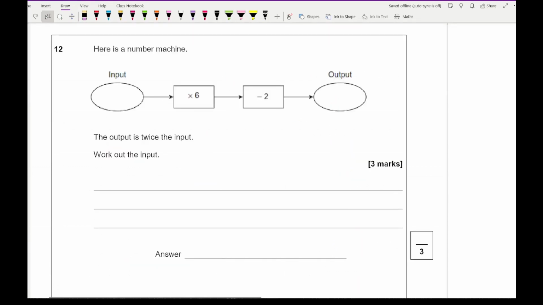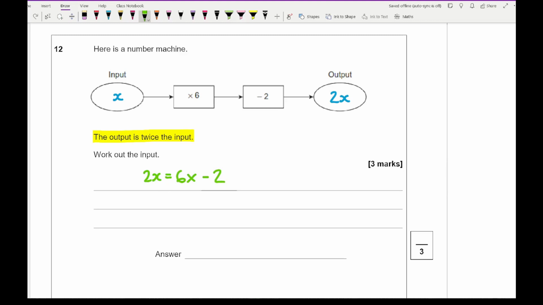Now moving on to question 12, it says here is a number machine and it says that the output is twice the input. Work out the input. So if we know that the output is twice the size of the input, then if the input was x, because we don't know what that is, then the output is going to be twice of that, which is 2 times x, which is 2x. Now if I go about solving this, we know that 2x is equal to 6 times x, which is 6x, take away 2. So then from this, what we want to do is solve this.